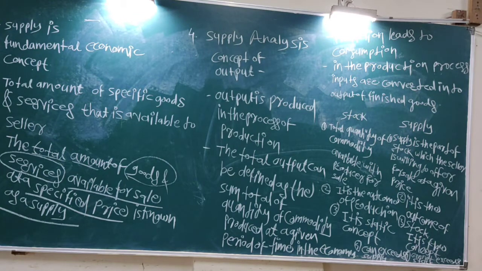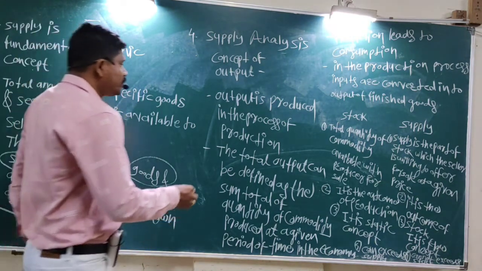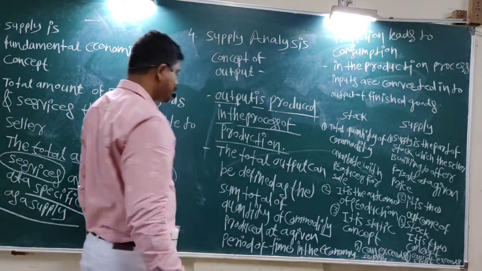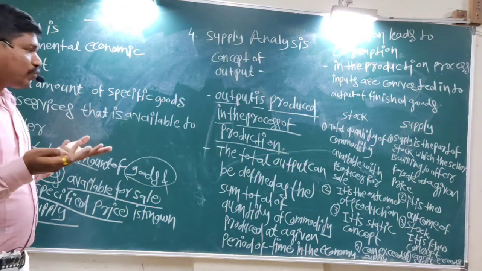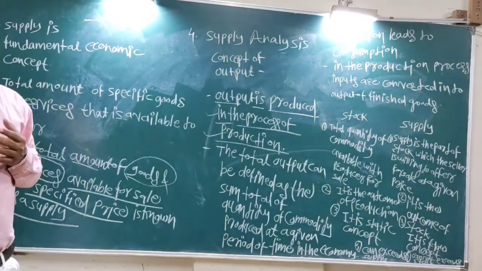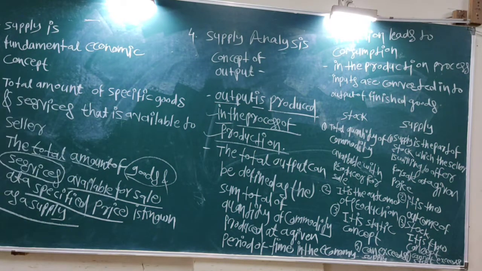The next concept is output. What is meant by output? Output is produced in the production process. For example, production of potato chips. Potato is the input to make potato chips.